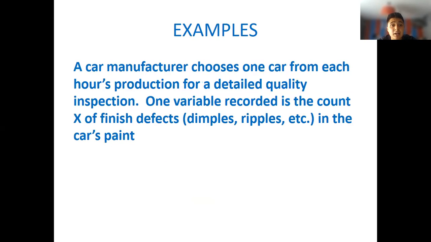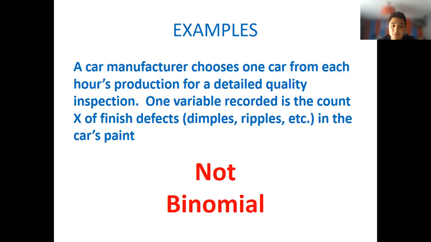The next one is a car manufacturer that chooses one car from each hour's production for a detailed quality inspection. One variable recorded is the count X of finish defects, which could be scratches, rips, etc. in the car's paint. So here the problem tells us there could be more than one result in the defects of these cars. So we won't have only two results, like success or failure. We could have success, but we have many different forms to fail. So it is not a binomial distribution.